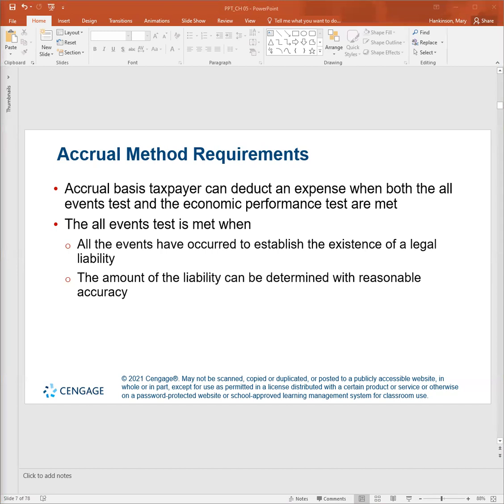Okay, so the accrual method. An accrual basis taxpayer can deduct an expense when both the all events test and the economic performance test are met. So what are those? The all events test is met when, one, all of the events have occurred to establish the existence of a legal liability, and two, the amount of the liability can be determined with reasonable accuracy.